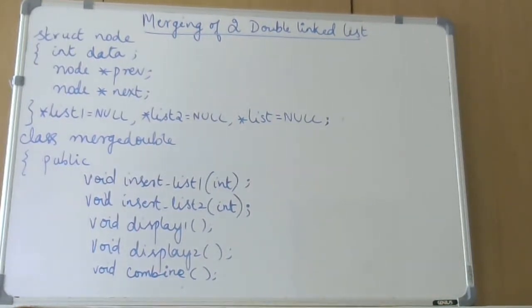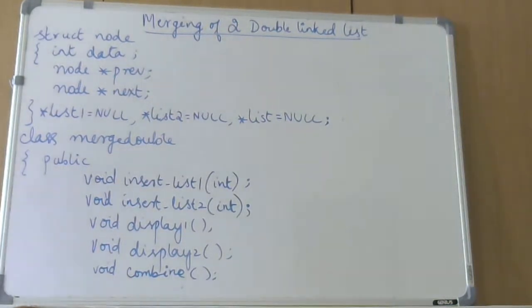In the last video session we completed all the operations of a double linked list: insertion at the beginning, insertion at the end, insertion after a specific node. Similarly, deletion at the beginning, deletion at the end, and deleting a specific node. These are the operations we have seen.